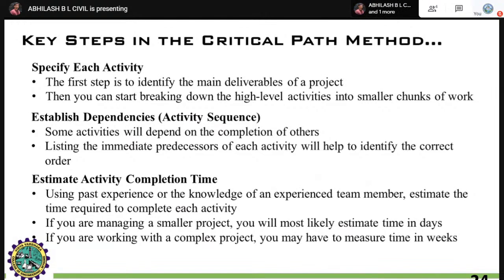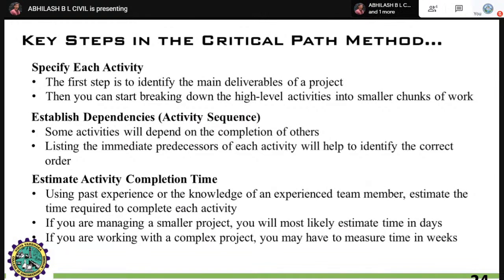Estimate activity completion time. Using past experience or the knowledge of an experienced team member, estimate the time required to complete each activity, right? This will depend upon the experience. Without knowing that, you cannot judge how much time it will take to construct a thing. Not only in the construction sector, in any activities like event management, some amount of experience is required.